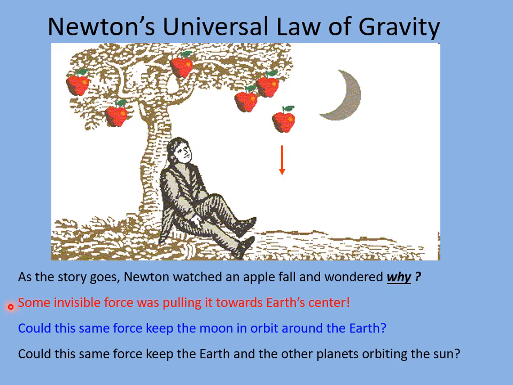Some invisible force was pulling the apple downwards. And Newton wondered, could this same force keep the moon in orbit about the Earth? And even going further, could this same force keep the Earth and the other planets in orbit around the sun? Because remember, at this point in time, nobody understood why the planets orbited the sun or why the moon orbited the Earth. The motions were understood very well, but nobody knew the cause of the motion. So it was the genius of Isaac Newton to discover this force, which we now call gravity.